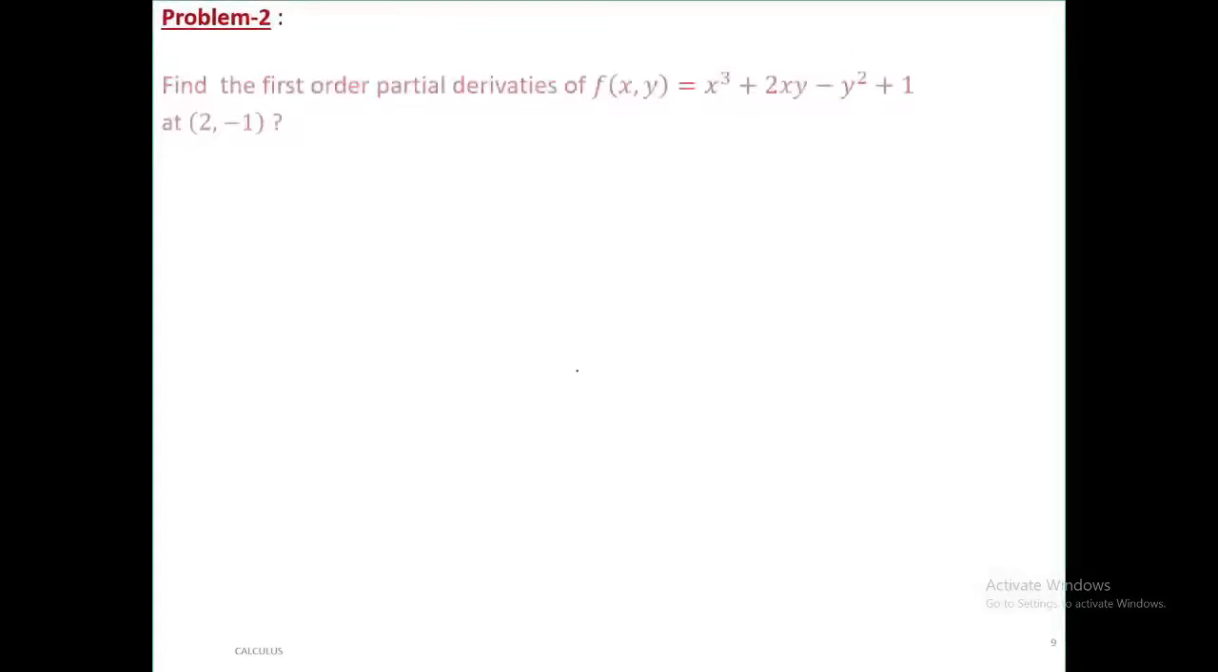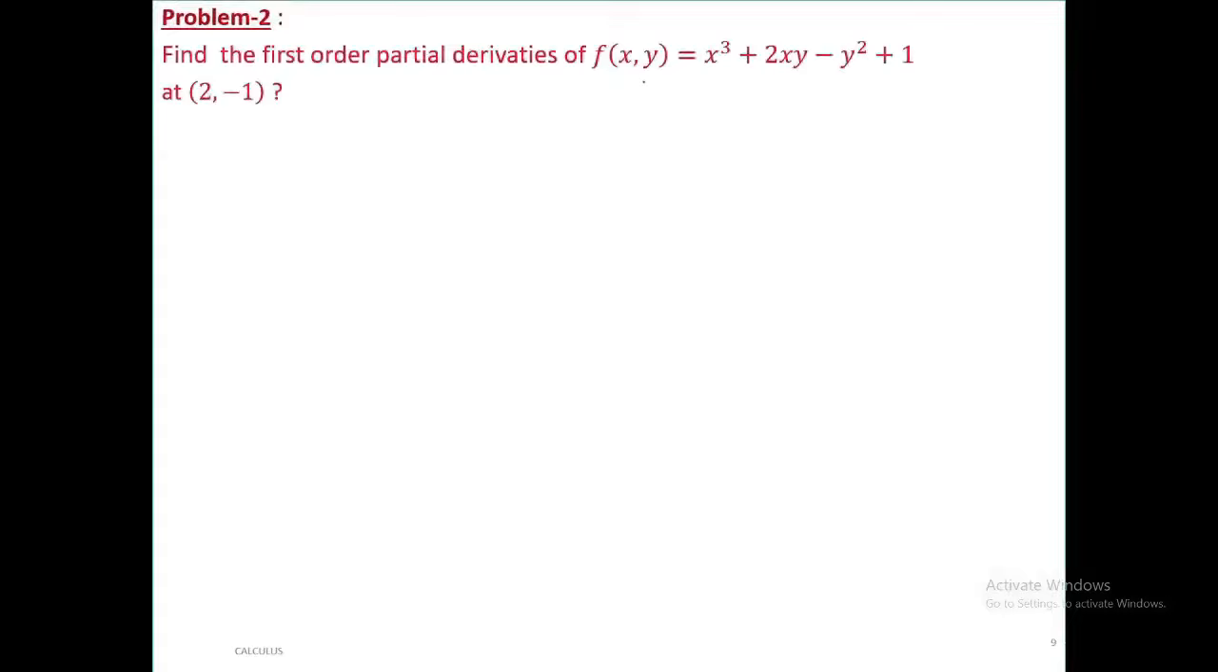Okay. Next one, problem number 2. Find the first order partial derivatives of f of x comma y at 2 comma minus 1. So first order partial derivatives means dou f by dou x and dou f by dou y.